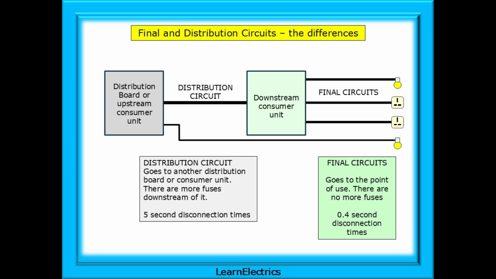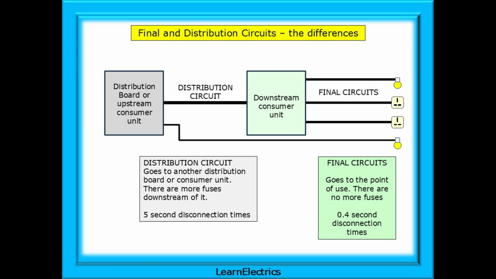It is distributing electricity to a consumer unit, another set of fuses. From the consumer unit there are several sockets and lamps being supplied. These are final circuits, the last stage on the electricity's journey to the point of use. But notice that the distribution board also has a final circuit going to a lamp.